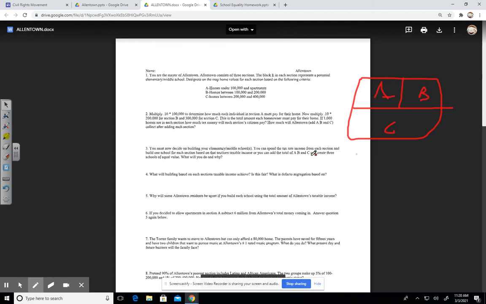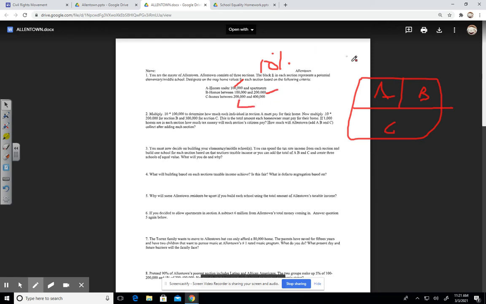A, B, C. Multiply 10 times 100,000 to determine how much each individual section must pay for their home. Now multiply 10 to 100,000 for section B and 3. This is the total amount homeowners must pay for their home. What you need to figure out is that each section is being charged a certain percentage. In this case, it's 10%. So 10% of 100,000, 10% of 200,000, and I think here, 300,000?